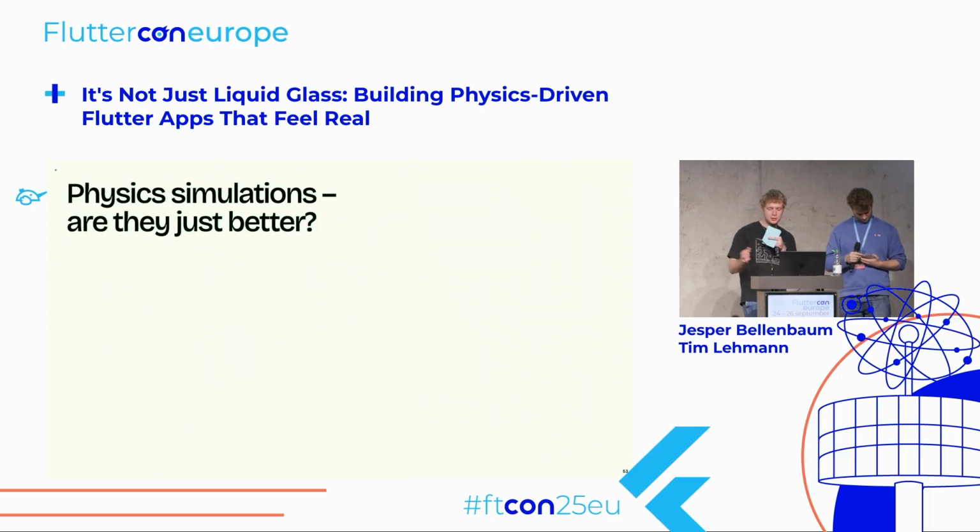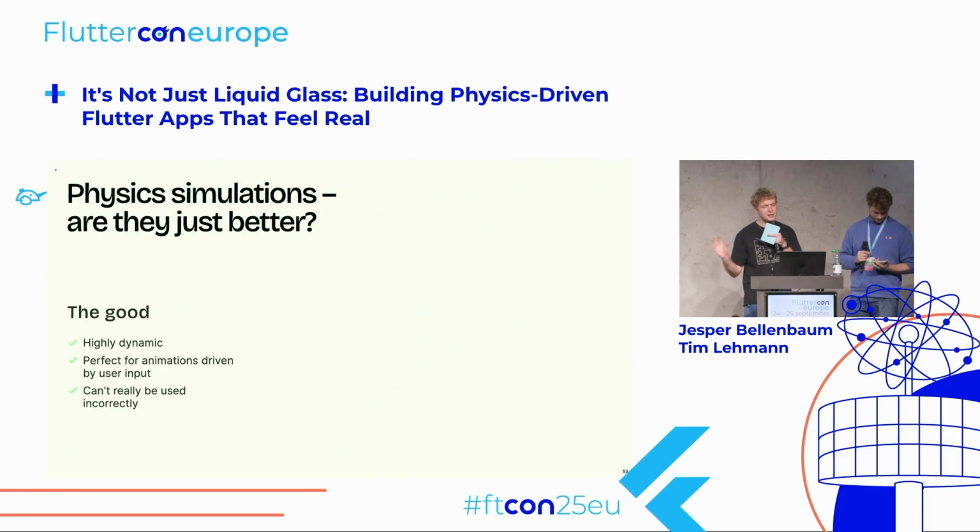So to conclude, let's summarize a bit. Are physics simulations just better? There's a few very good parts about them. They are highly dynamic, and that makes them perfect for any animation that is driven directly by user input, what we just saw. And you can't really use them incorrectly in the sense that you cannot build a non-physical motion with them. If you use the curve the wrong way around, you might have the bounce on the wrong end, and then you build an animation that is not physical. That can't happen with a spring simulation.